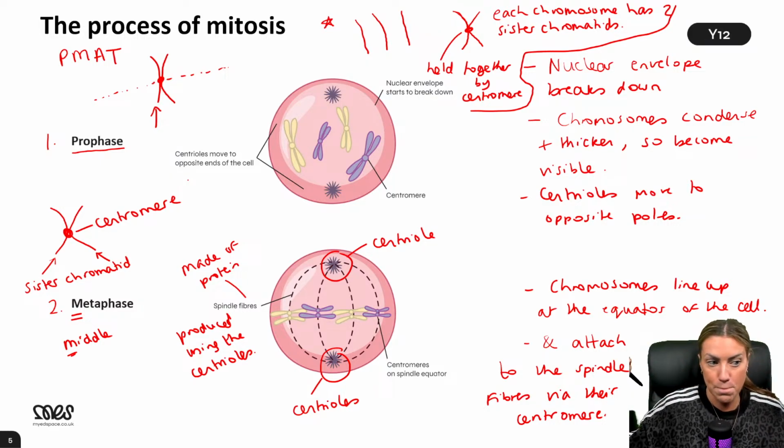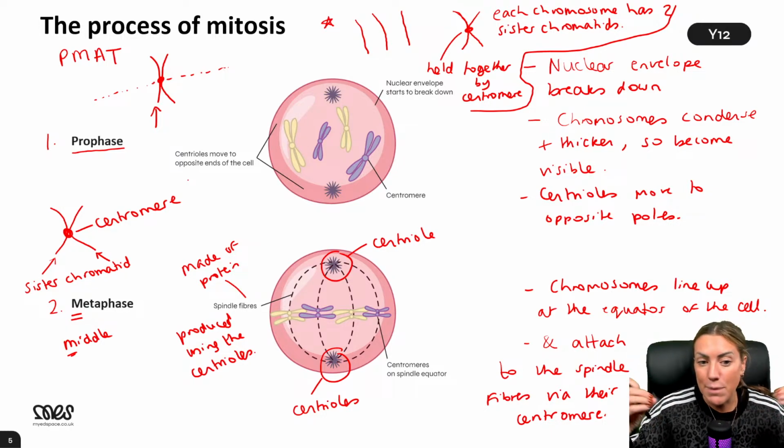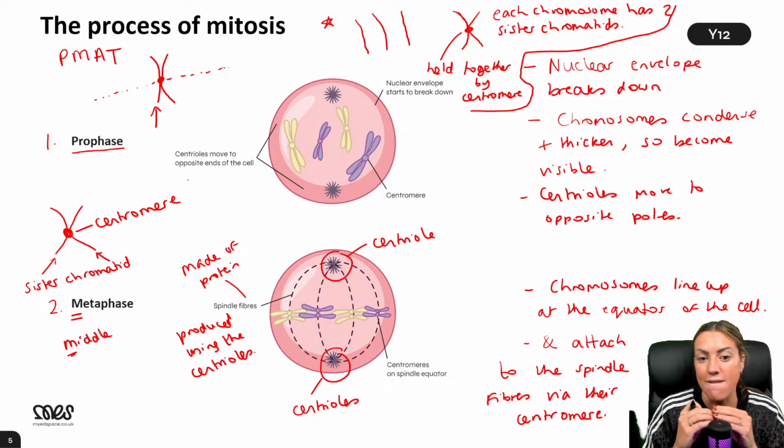Then we go into metaphase. At this point, the spindle fibers have formed. So the chromosomes line up at the equator of the cell and they attach themselves to the spindle fibers via their centromere, which is at the middle of the chromosome. Right, let's see if we can add on a little bit more, and then we'll do some questions at the end to check this.